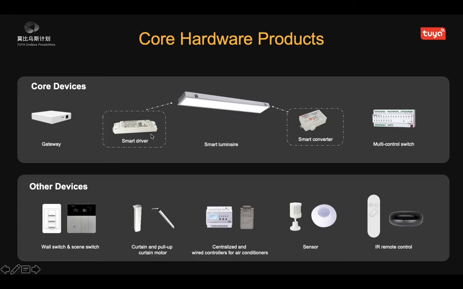The converter and the driver can work with a traditional non-smart light and upgrade the lighting system to a smart one. The difference is that the converter can only control on or off. Instead, besides on or off, the driver can also control the illumination. For example, the brightness, the color temperature. The multi-control switch works similar like a converter, but it can control multiple lights instead of just one.